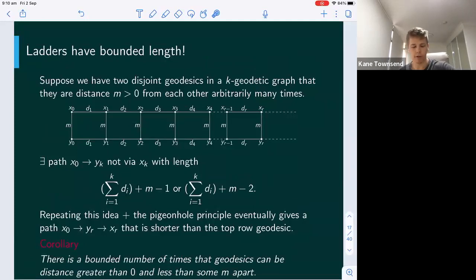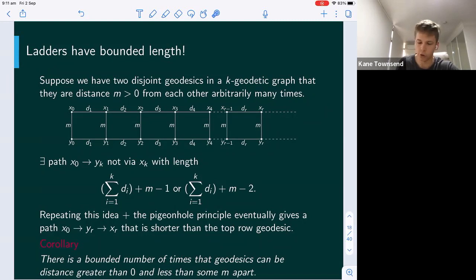And so the corollary from this is that there is a bounded number of times that geodesics can be greater than 0 and less than some m apart. So that corollary just follows again by the pigeonhole principle. If you're bounded between 0 and m, then one of the distances has to appear arbitrarily many times, and so then you get a contradiction. Okay, so that's a purely k-geodetic graph argument.